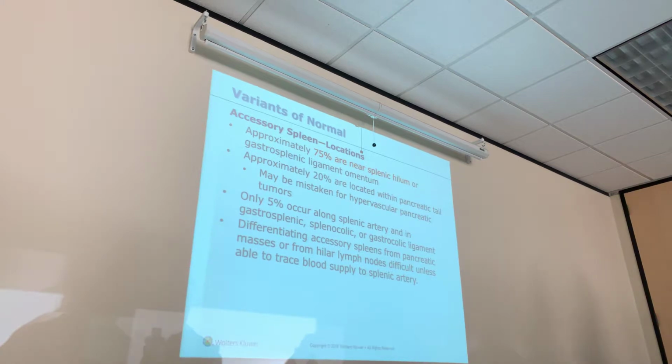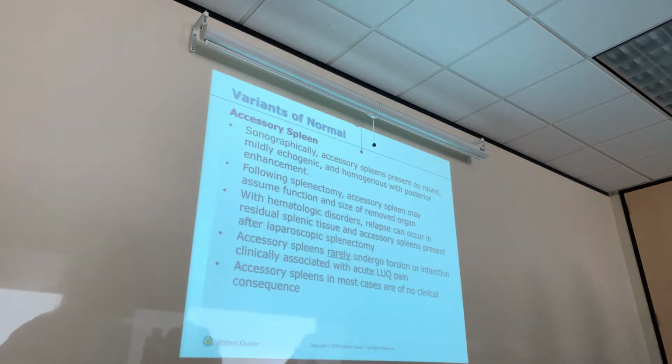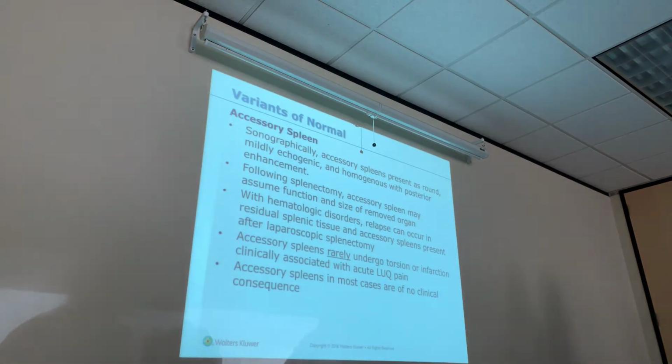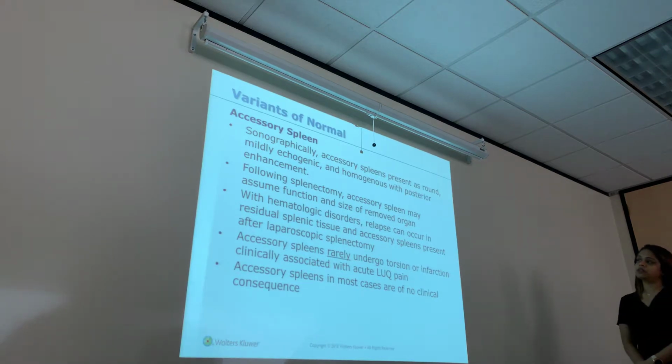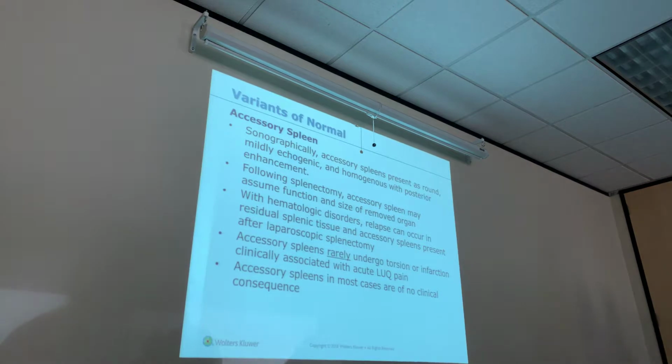But with the accessory spleen, the echo texture is going to be the same as the spleen, which I have a picture of, I'll show you guys. So they present as round, mildly echogenic, and homogeneous with posterior enhancement. Following splenectomy, accessory spleen may assume the function and size of the removed organ.